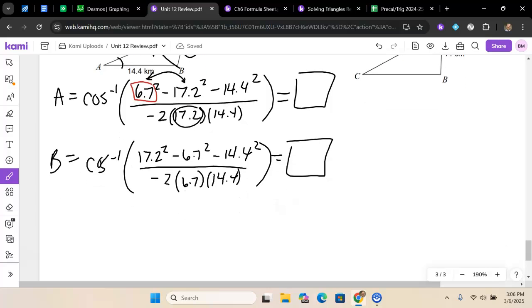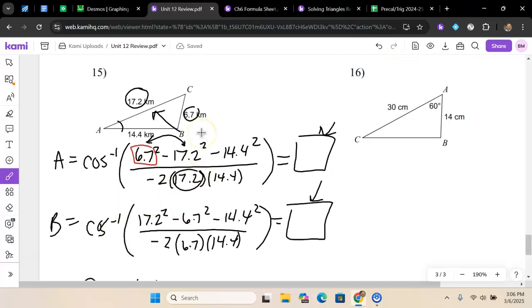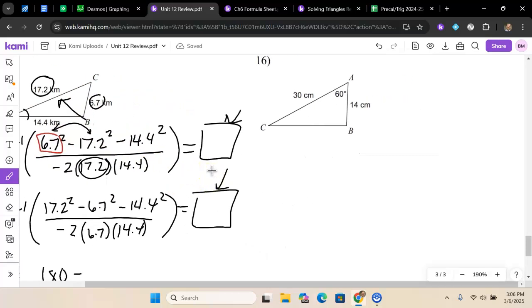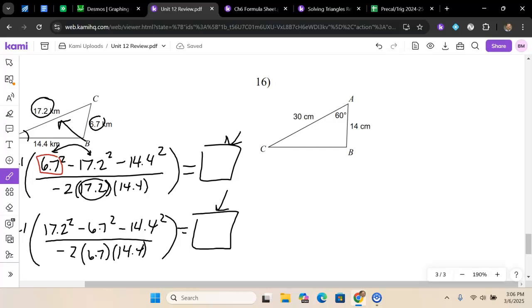And then the last thing I would do to find angle C is I would just do 180 minus these two angles that I have here and here. And that's going to give me angle C. Okay, but if you know that calculator shortcut, you're just plugging numbers in and you're getting those things. So that would give me angles A, B, and C. On 16, I have angle A, but I don't have the side length across from it, so I can't do law of sines.